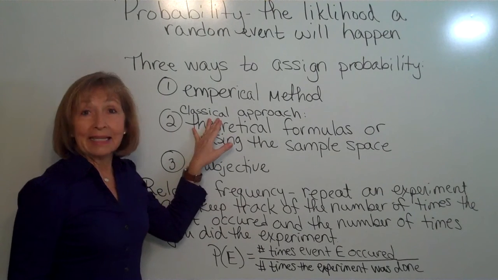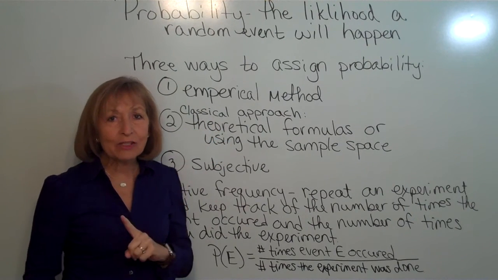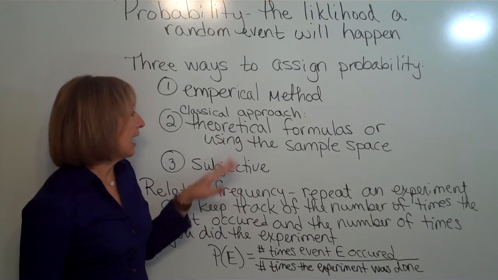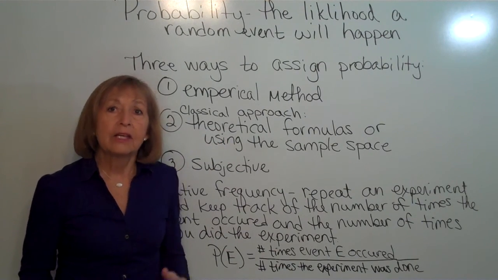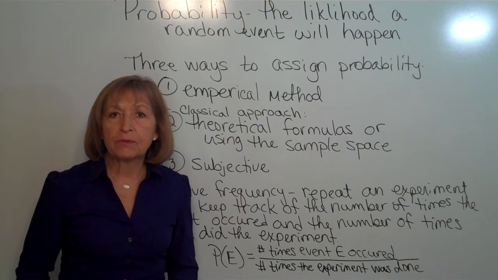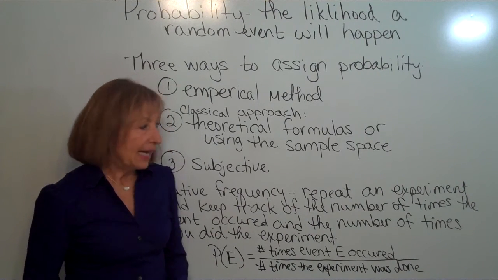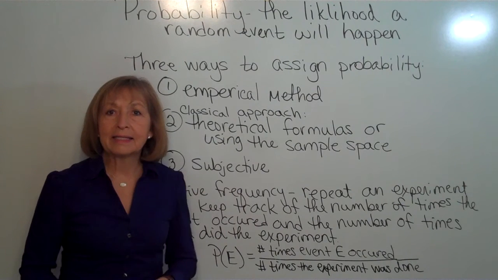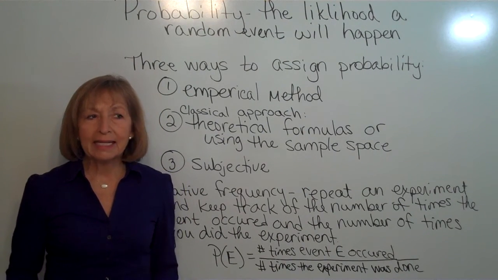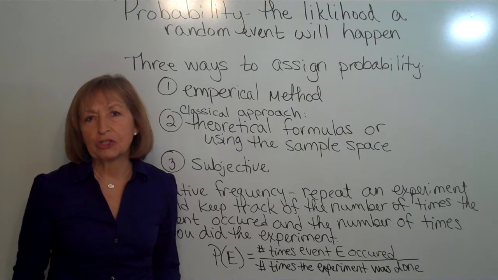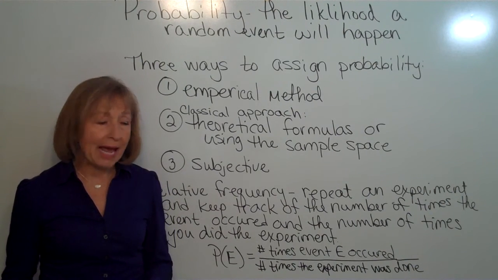The next is the classical approach. The classical approach is when you look at theoretical formulas or you look at a sample space to form the ratio that gives you your probability. And then the third way is subjective. The subjective method of assigning probability involves some sort of personal judgment of what you've seen in the past.